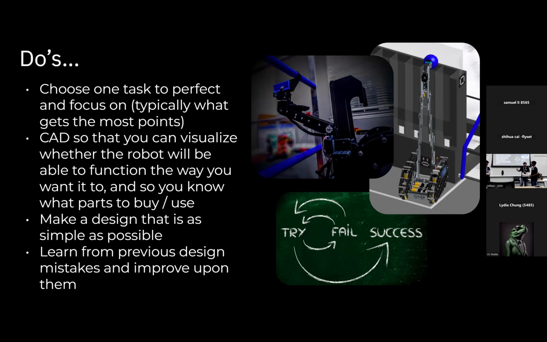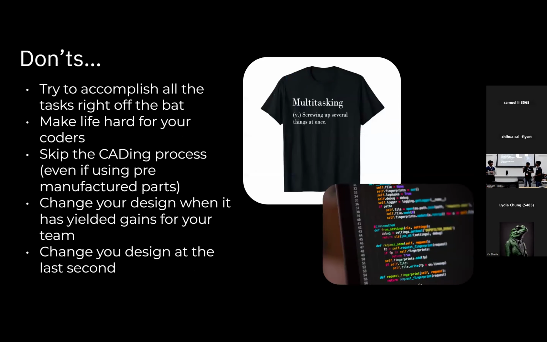And then learn from your previous design mistakes, right? Because it's an iterative process, like I've said. You make one mistake, it's fine, just improve upon the next one. And then some things you definitely should not do. Don't try to accomplish all the tasks right off the bat. This is a very big mistake. If you try to attempt that, then you will run into a lot of mechanical errors.